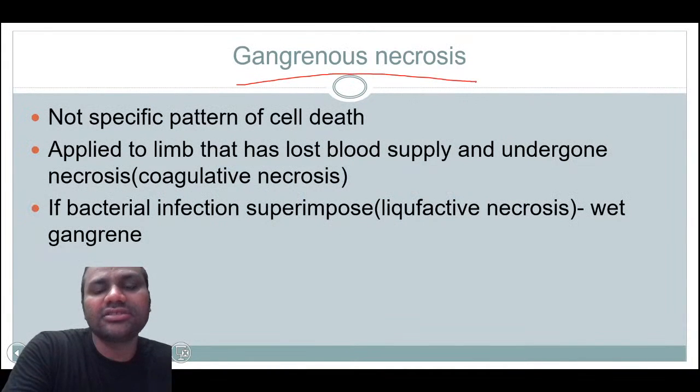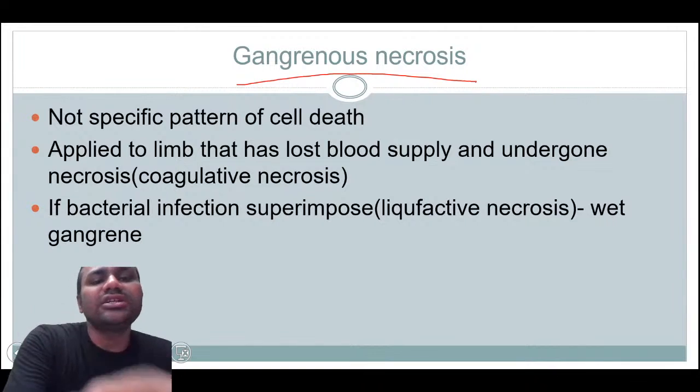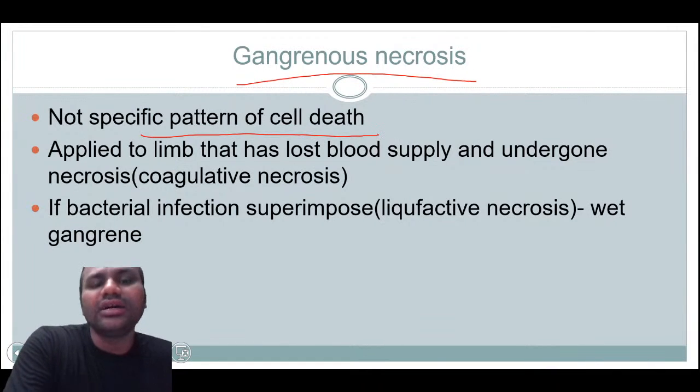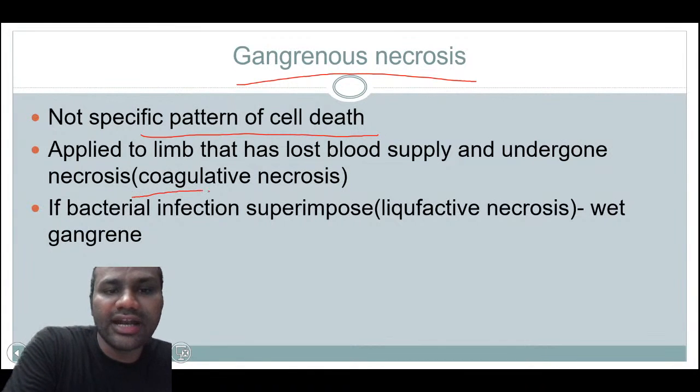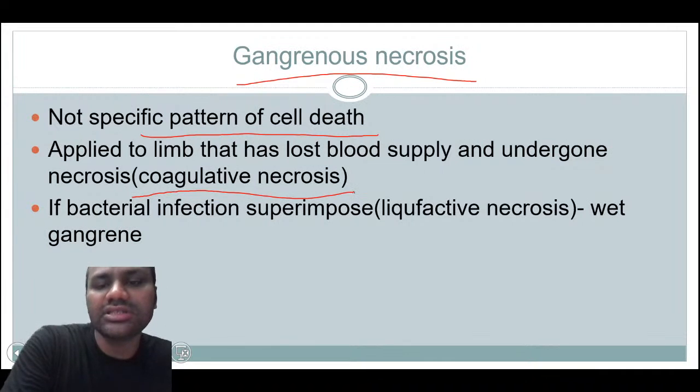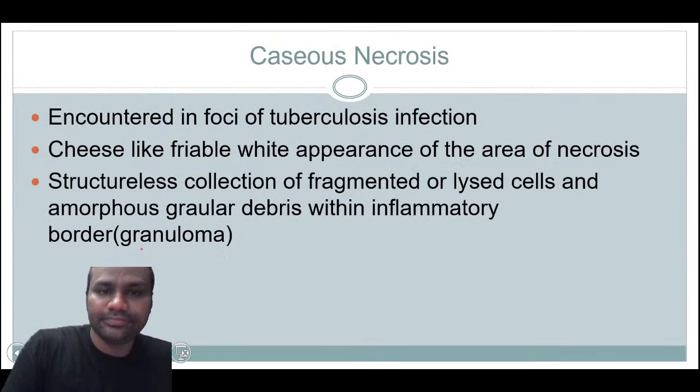Another is gangrenous necrosis. This is a special type of necrosis. It's a non-specific pattern of cell death, mostly applied to a limb that has lost blood supply and undergone necrosis. Firstly, dry gangrene will show coagulative necrosis, and when bacterial infection is superimposed, it will undergo liquefactive necrosis, that is, wet gangrene.